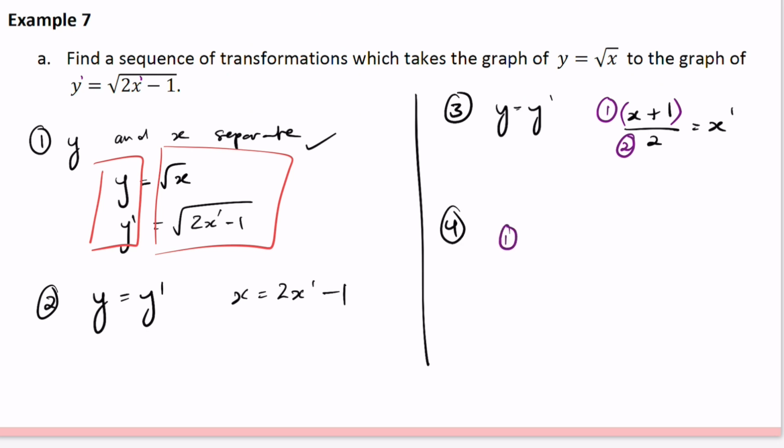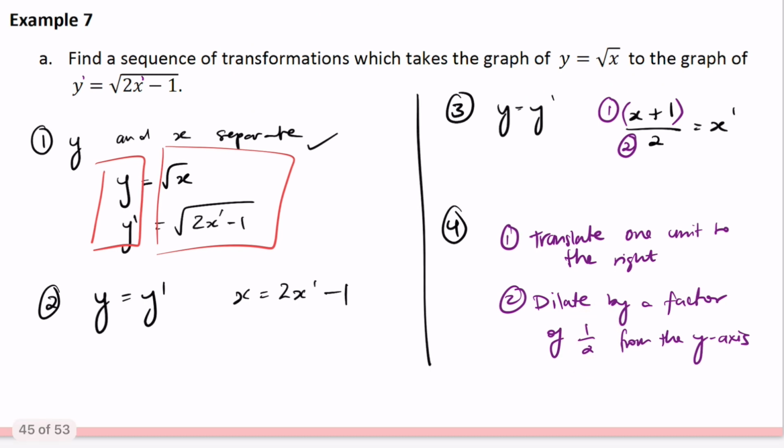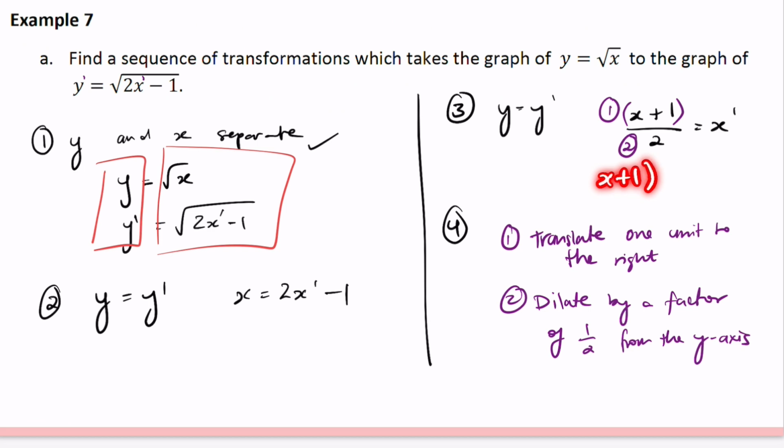So the first thing is that I can see that we've got a translation. So translate 1 unit to the right. And then we've got dilate by a factor of 1 on 2 from the y-axis. So remember, because it's attached to x, it's going to be from the y-axis. Just to make it clear why that's 1 on 2, because this is a fraction. This is like x plus 1 multiplied by 1 on 2. So there's our dilation there. So there we go. That's our 2 transformations, and that's the basic steps of how we do it. So let's practice it now with the next example.